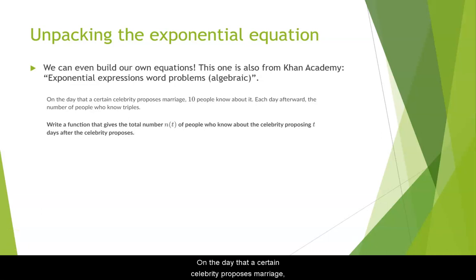On the day that a certain celebrity proposes marriage, 10 people know about it. You probably know this by now, but there's our initial value, A equals 10. Each day afterward, the number of people who know triples. We're supposed to write a function that gives the total number of people who know about the celebrity proposing T days after the celebrity proposes.